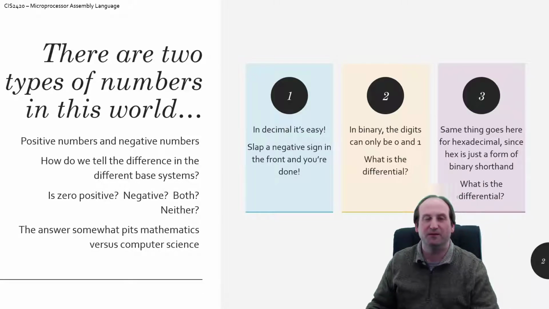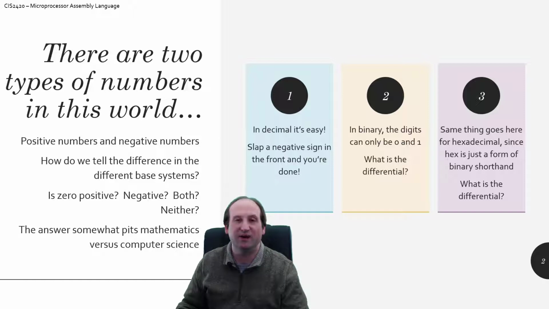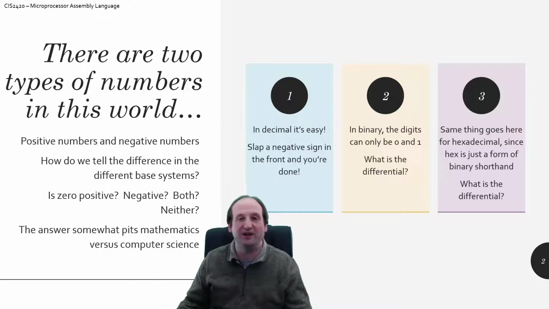The theme here, the difference between signed numbers and unsigned numbers, is sometimes obvious and sometimes not. In our base 10 system, if I see a negative sign sitting in front of that number, it's very obvious I'm dealing with a negative number. If it was missing, you would say, oh, that's a positive number. So at least in our base 10 system, it's very obvious.